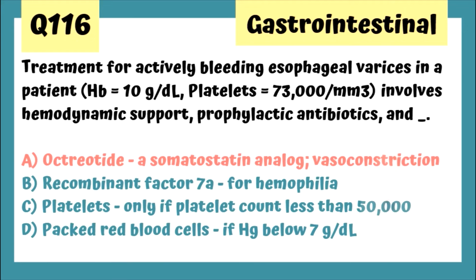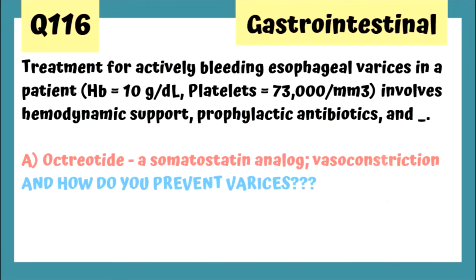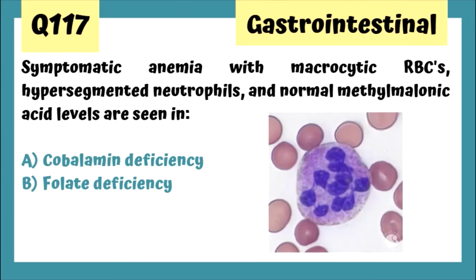You can take a look at what they're used for. Packed red blood cells, as you see in choice D, that's if the hemoglobin is below 7. Here it was at 10. All right, octreotide. How do you prevent varices again? That's with beta blockers.